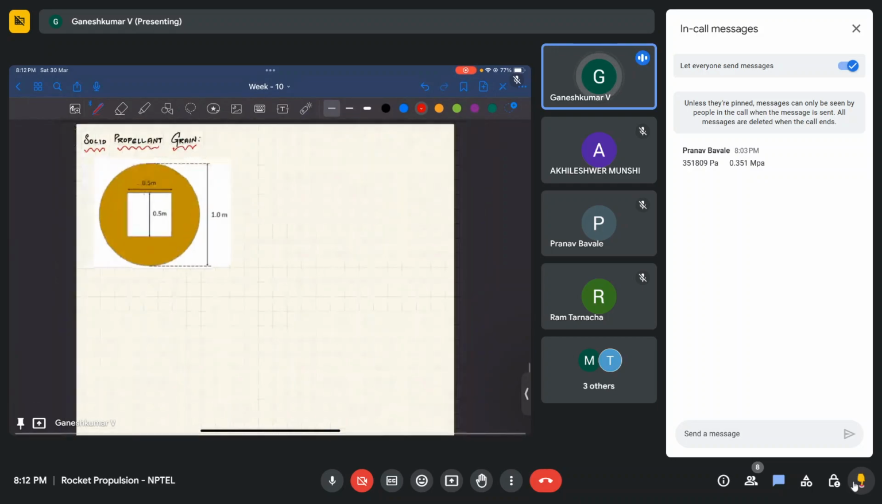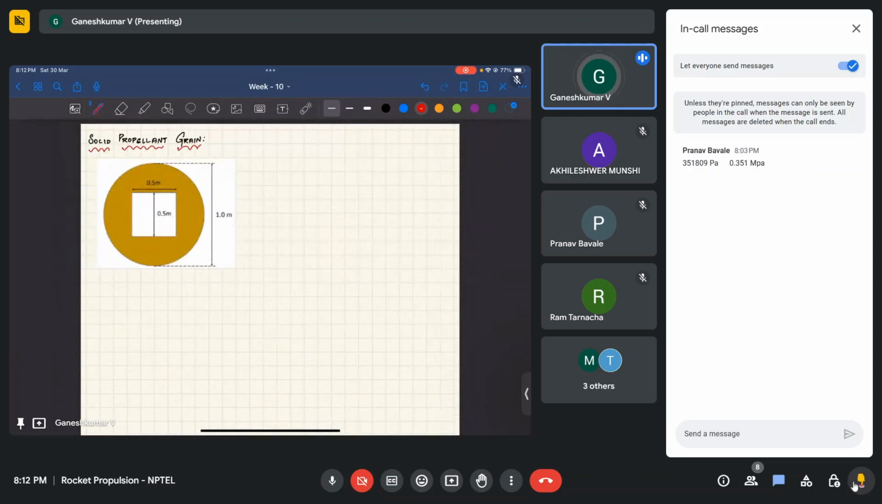So basically in this question we were asked to find the initial burning surface, S_bi, and also the maximum burning surface, S_b max. These are the two questions we were asked to find. S_bi will be straightforward, you can find it, but S_b max, if you know how to find it, then the same logic you can apply to find the volume of the sliver.